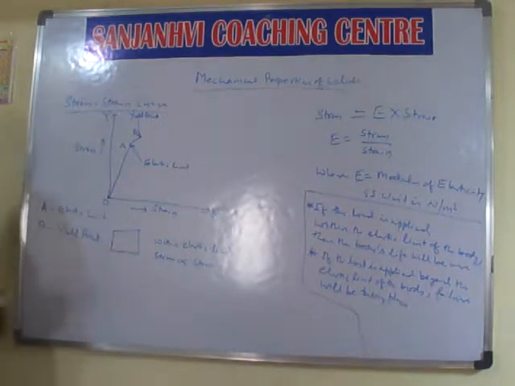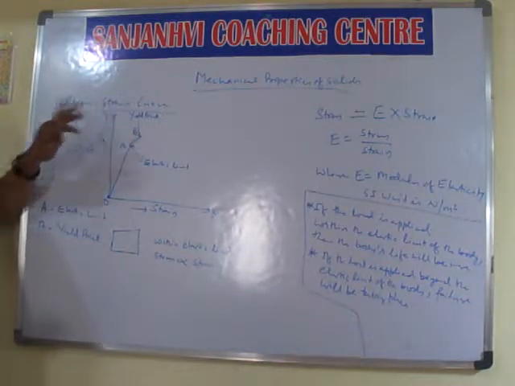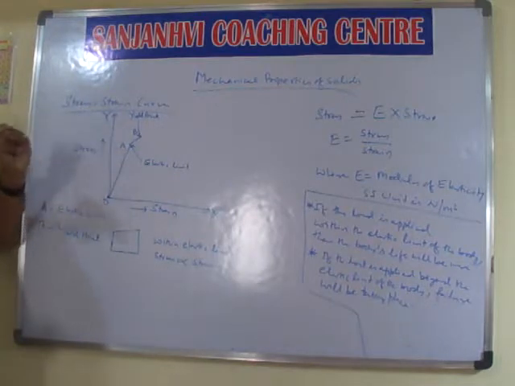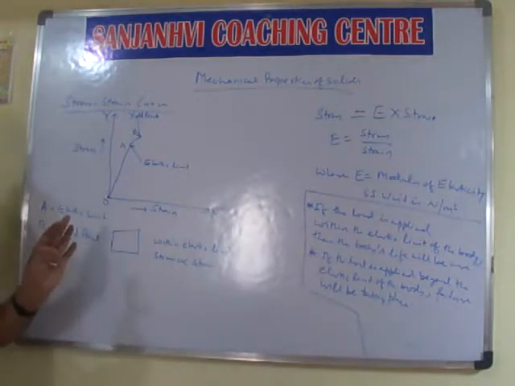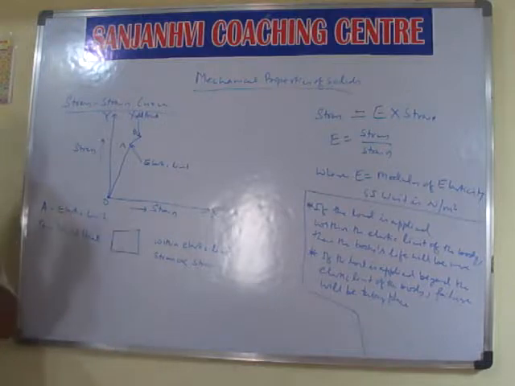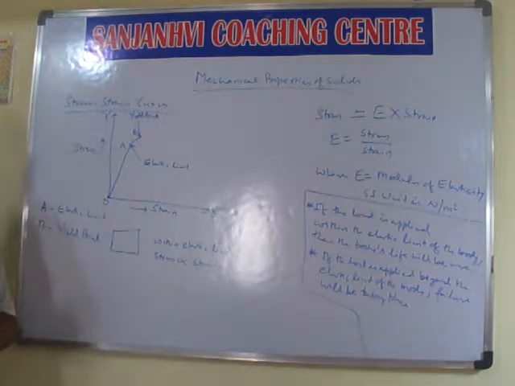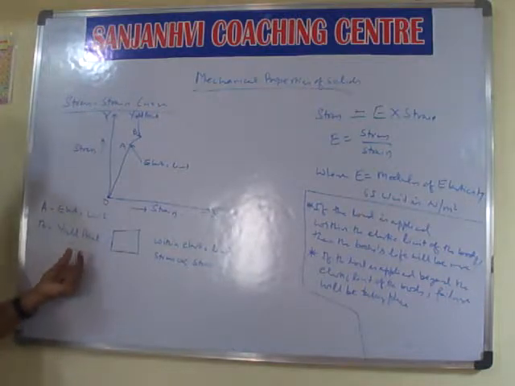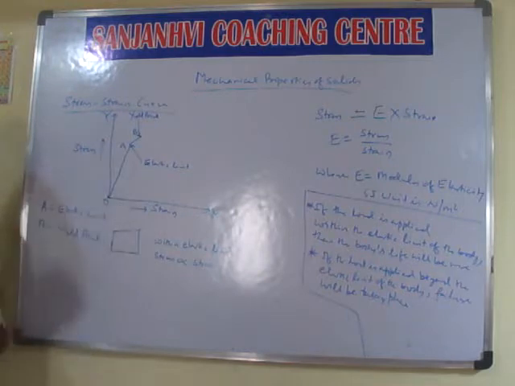Yield point means what? The point at which the body may come back to its original position, but with some deformation. Complete removal of deformation will be there only up to the elastic limit. But up to the yield point, it will not fail. It will come back to its original position, but not completely.